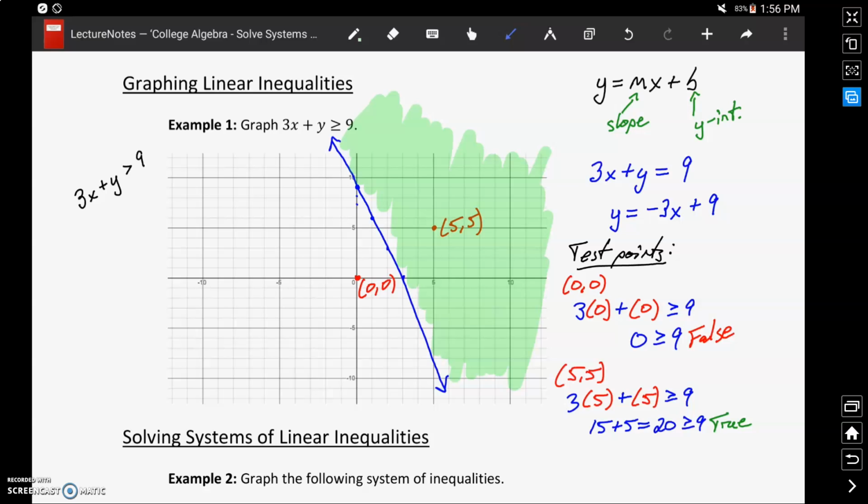So for graphing an inequality statement, we always need either a solid or dashed line, and then we're going to look at shading one side of that line or the other, depending on which side contains points which make the inequality true.